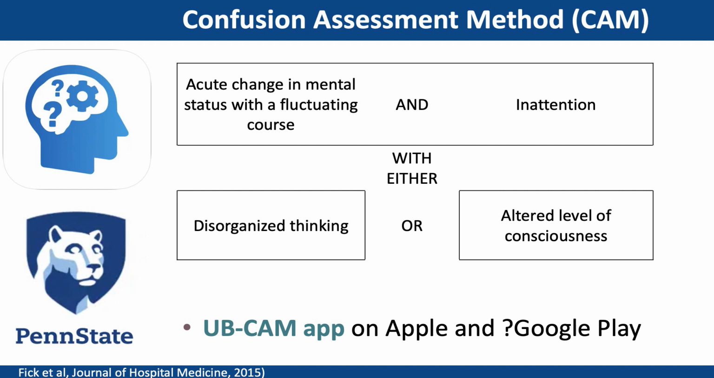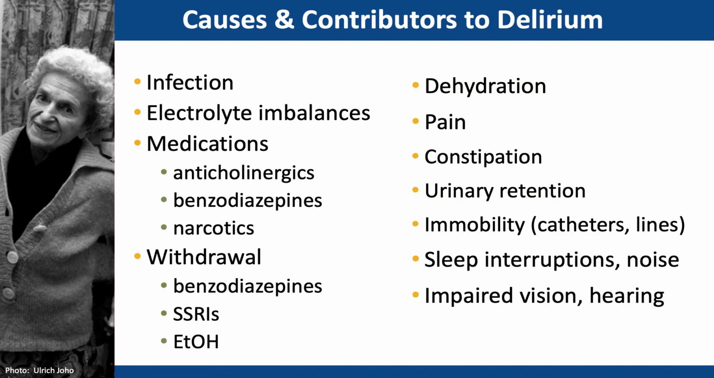Causes and contributors to delirium. Yes, infection is among them. It is not number 1. There's many. So electrolyte imbalances, medications, oh my goodness, the medications. Not only what we give, because I think we're all really good about recognizing the Beers criteria now and not giving anticholinergics and similar medications. The withdrawal is something that I don't always think about.